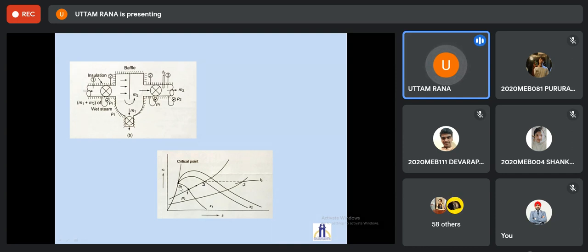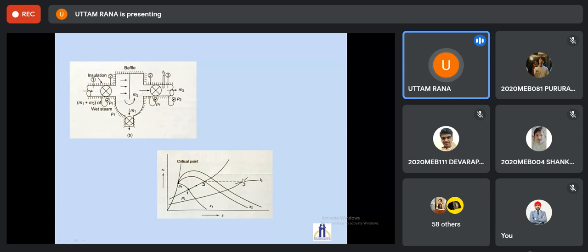So these are the constant quality lines. X1, X2, there will be other lines. This is X corresponding to 1 and this is X corresponding to 0. So it will go from 1 to 2. At state 2, it will enter into what is called the expansion valve or throttle valve. Then it will go to state 3.